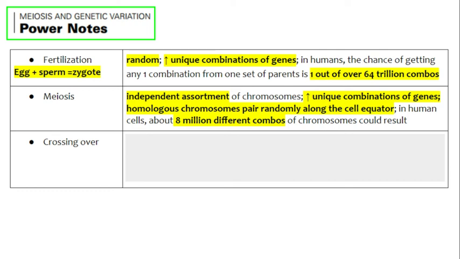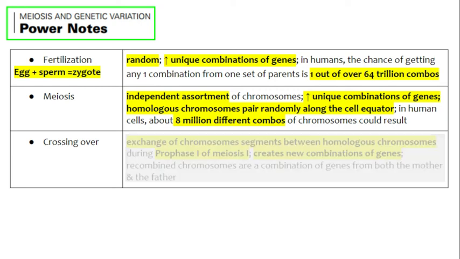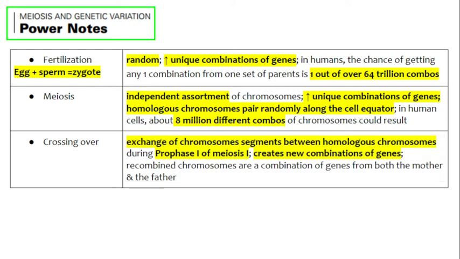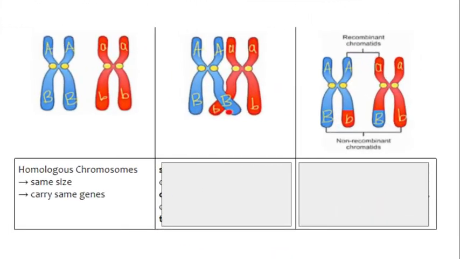And then finally, something else that's unique to meiosis is called crossing over. This is when homologous chromosomes exchange segments during prophase 1 of meiosis 1. And I'm going to talk about that in just a second a little bit better. But it creates new combinations of genes. And the recombined chromosomes are a combination of genes from both the mother and the father. So let me explain that a little bit better with a diagram.